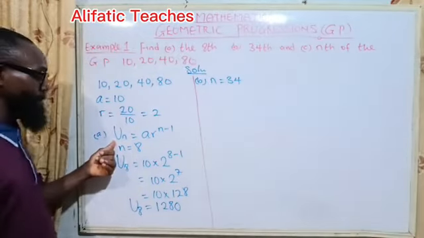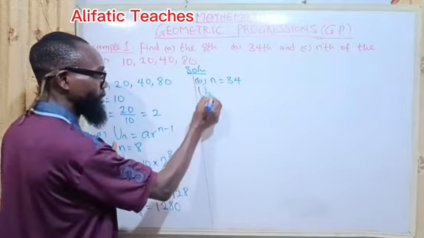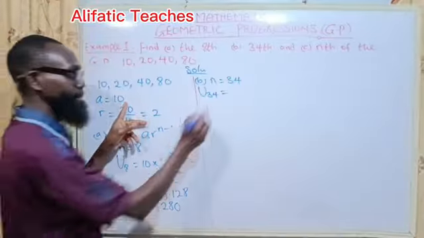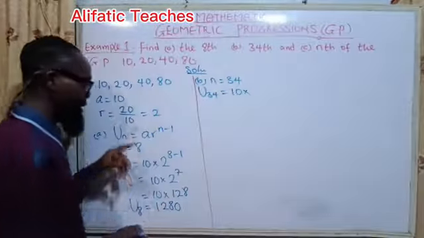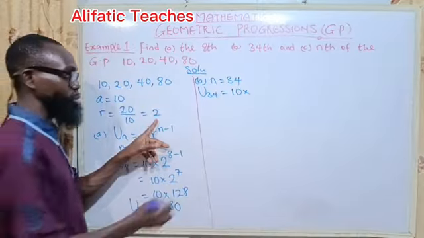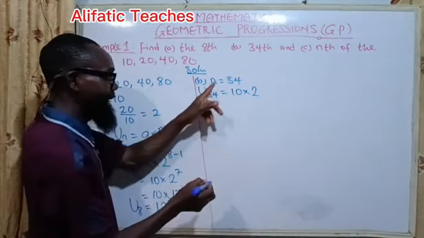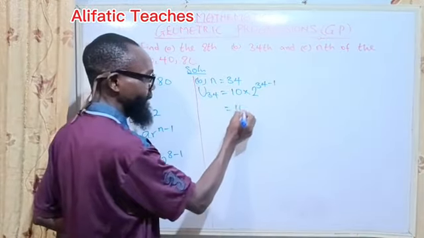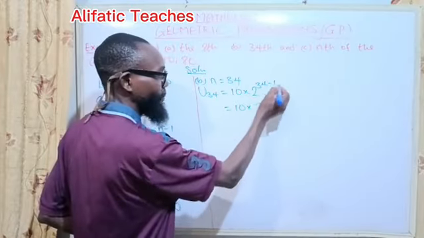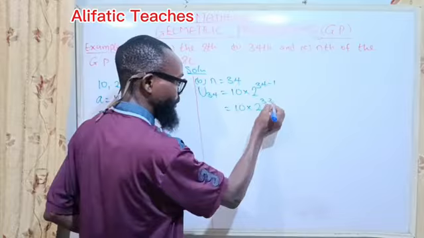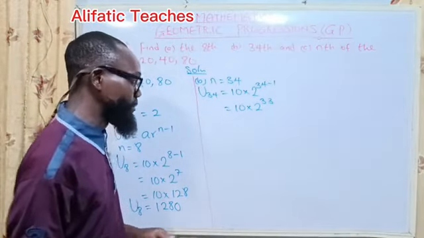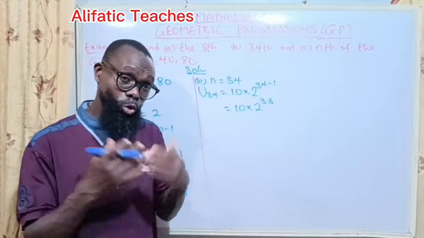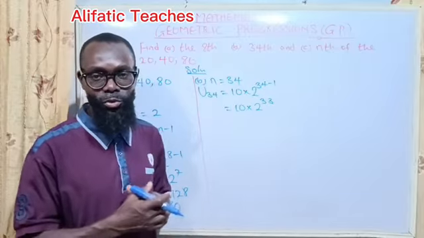Still, by our formula, u34 equals our first term 10 multiplied by our common ratio 2 raised to power n, which is 34 minus 1. So we have 10 times 2 raised to power 34 minus 1, which is 33. In this case, 2 in 33 places will look too long, so it's better to leave our answer this way.